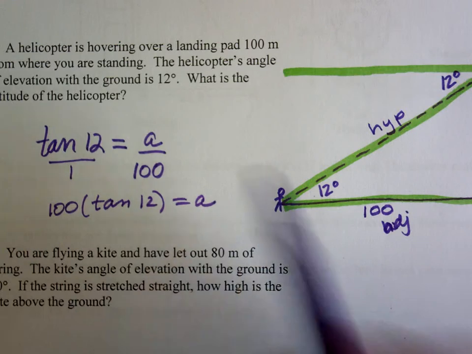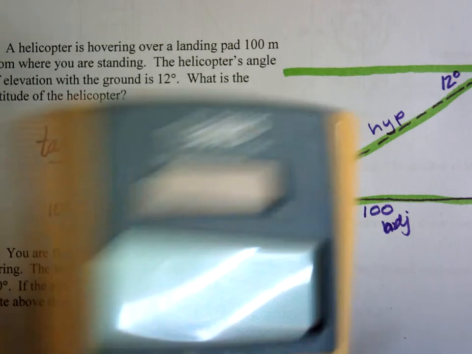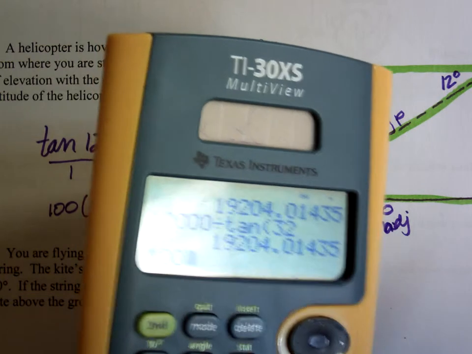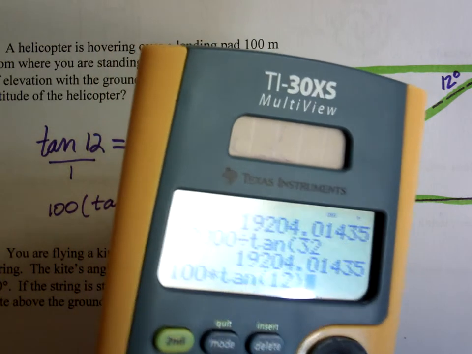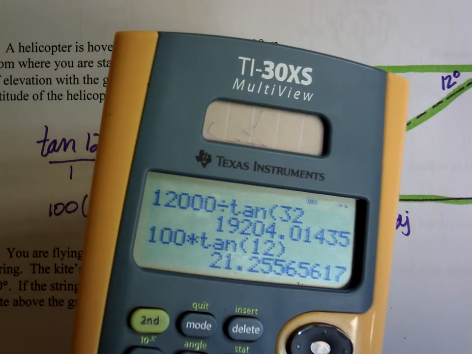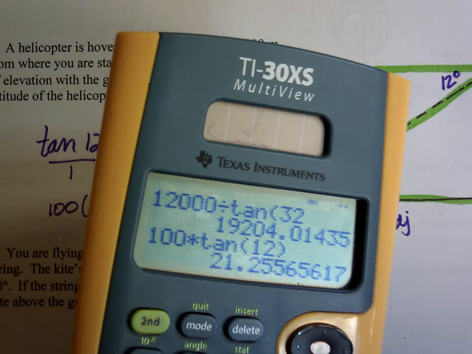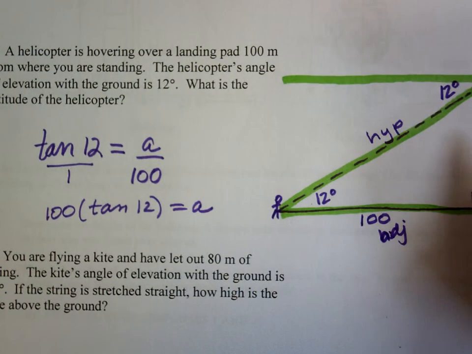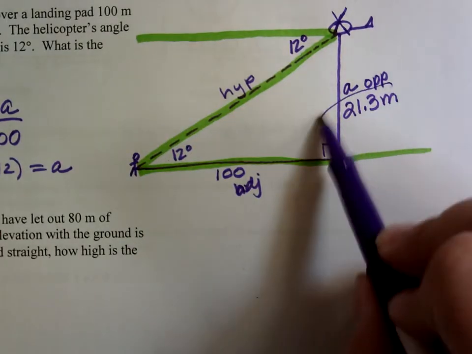Is A alone? It is. So now it's time to put it in my calculator. 100 times tan 12 is 21.25 or 26, meters. Okay, so let's say 21.3. 21.3 meters is the height of the helicopter off the ground. Here's my answer.